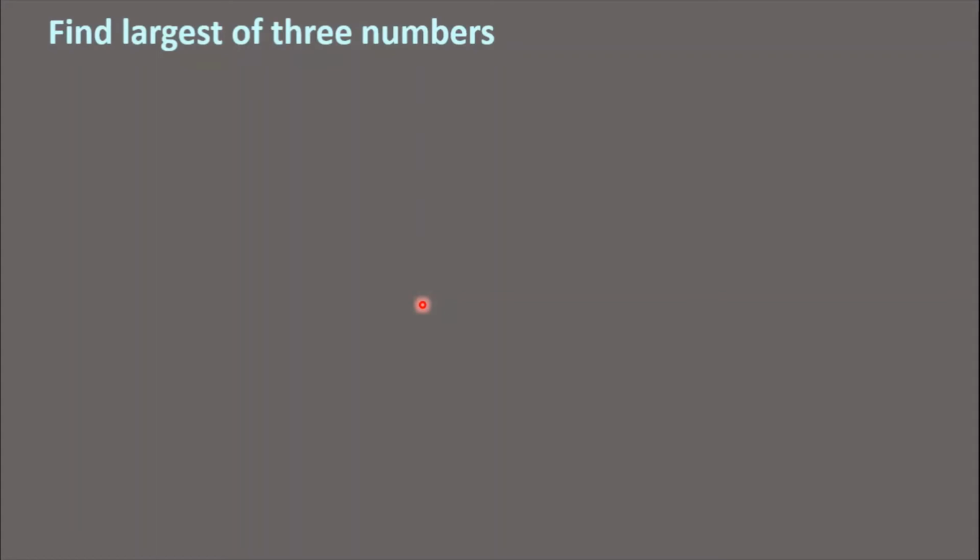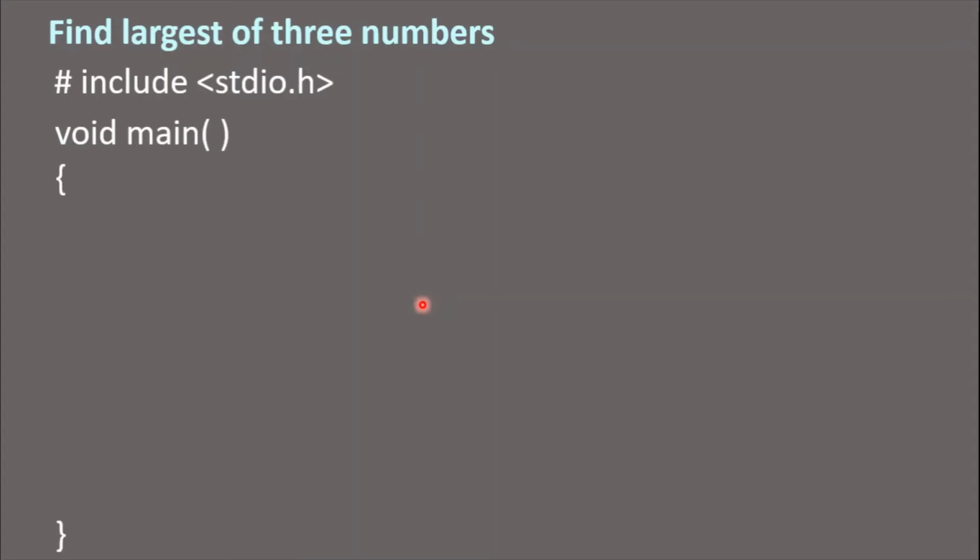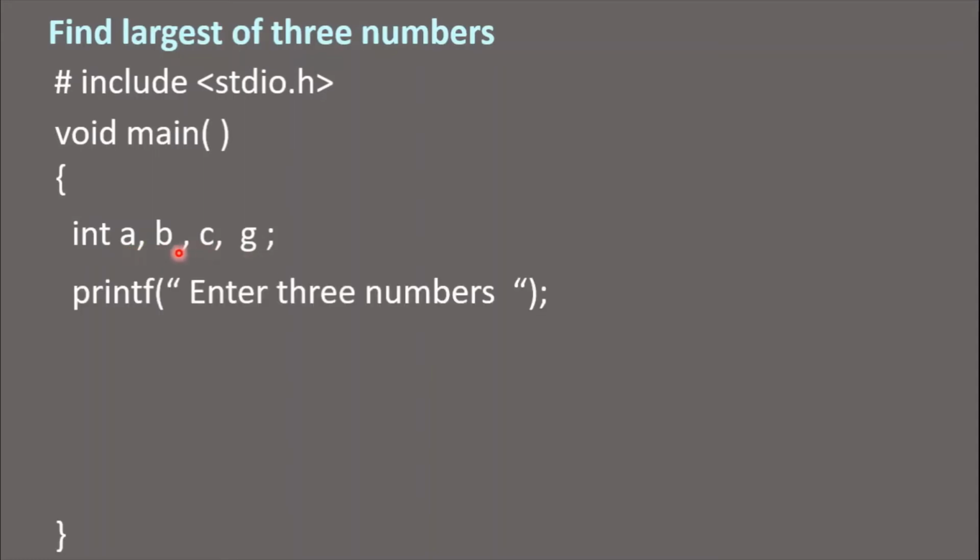Now let us start developing the program. First is inclusion of the header file, followed by writing the main function. The variables are declared. How many variables are required? A will hold the first number, B will hold the second number, C will hold the third number, and the variable G will store the largest number among these three variables. So 4 variables are declared.